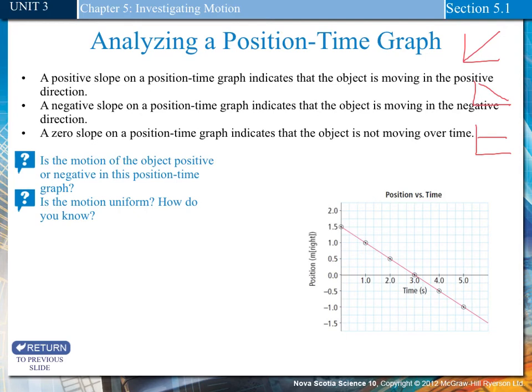Is the motion of the object in the graph positive or negative in this position time graph? Think about it. The object is negative.